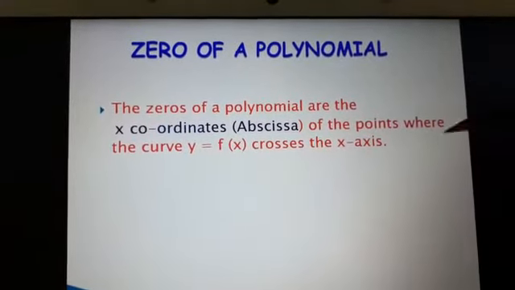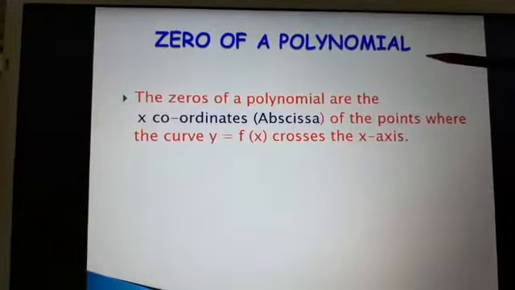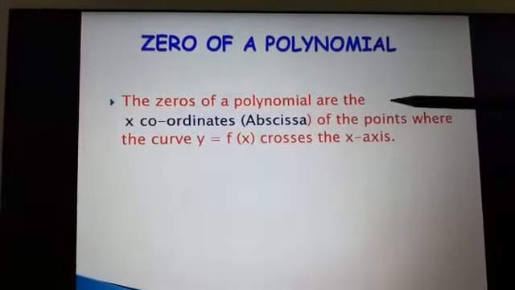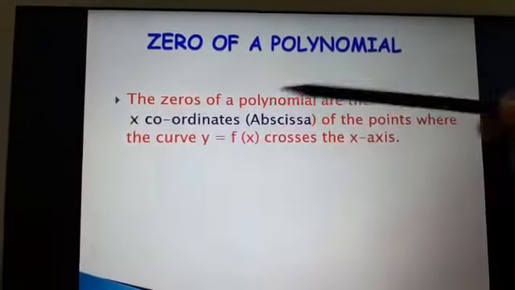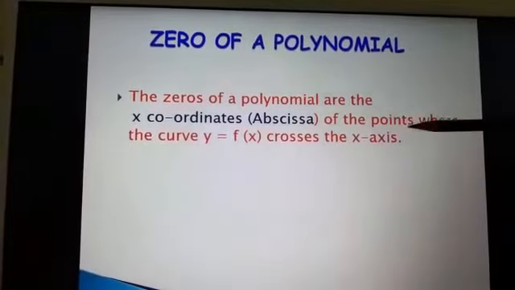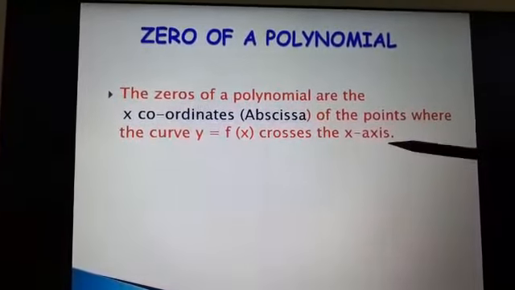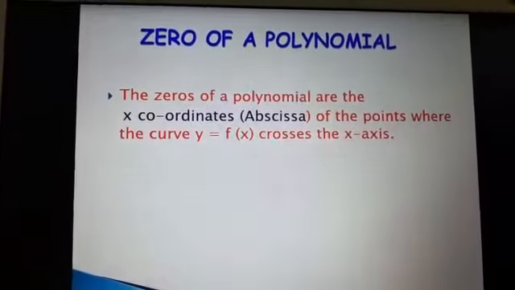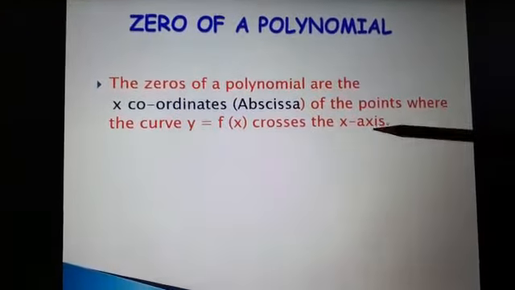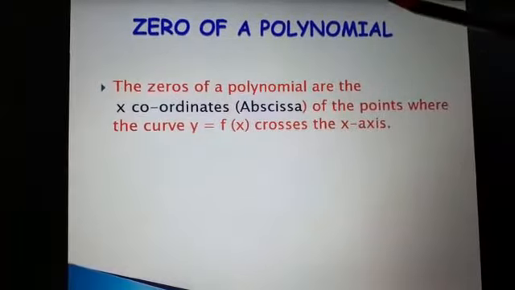And what does the zero of a polynomial mean graphically? The zeros of a polynomial are the x-coordinates, also called the abscissa, of the points where the curve y equal to f(x) crosses the x-axis. So the zero of a polynomial graphically means the points on the x-axis.